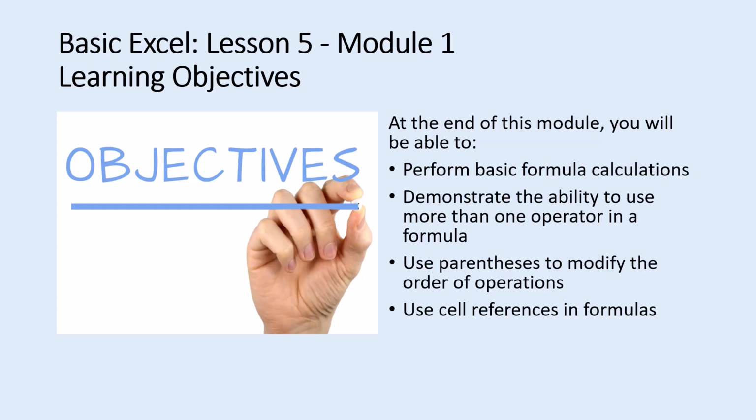Let's take a look at the learning objectives for Module 1, Lesson 5. At the end of this module, you will be able to perform basic formula calculations, demonstrate the ability to use more than one operator in a formula, use parentheses to modify the order of operations, and use cell references in formulas.